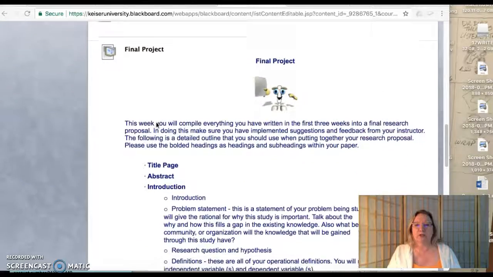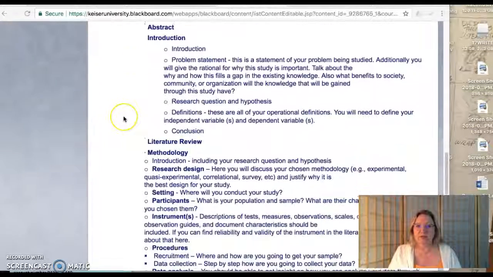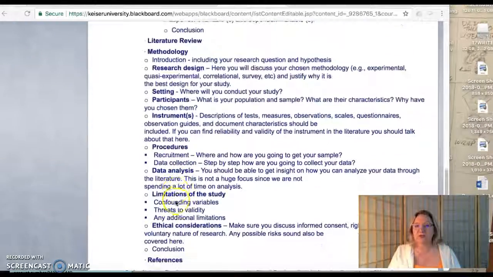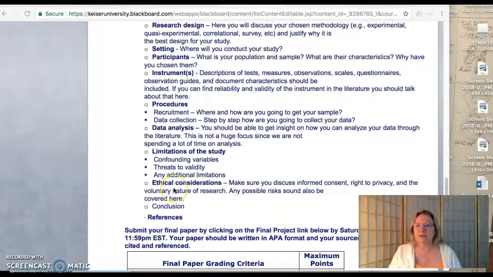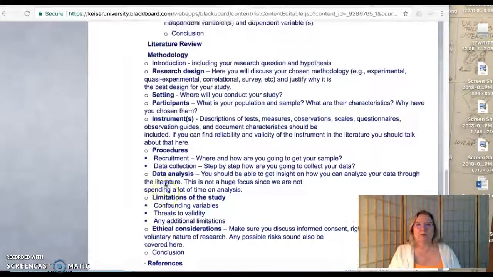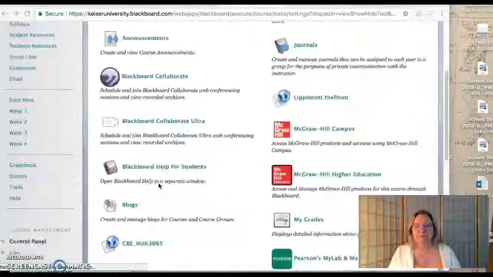Your final project will be due, and this is what you want to include. Please include the title page, abstract and introduction section, your literature review section, and your methodology section, which will have subsections of research design, setting, participants, instruments, procedures, data analysis, limitations, and ethical considerations. And you'll have a conclusion, which really should be a section all on its own. It's not really a subsection of methods.